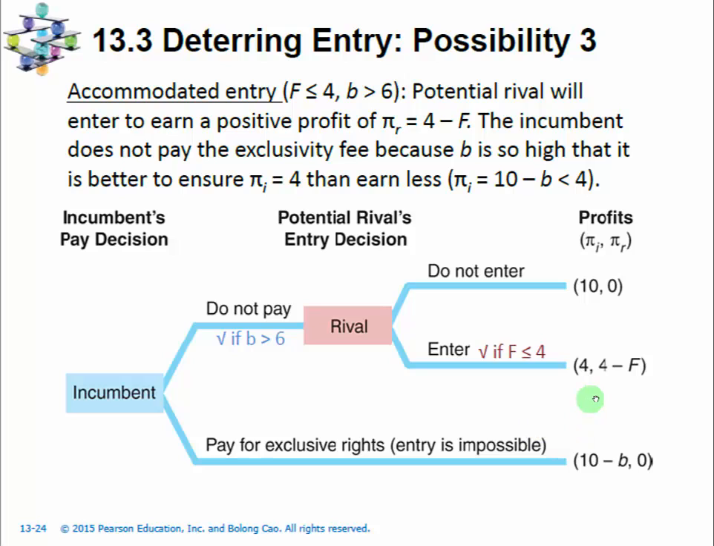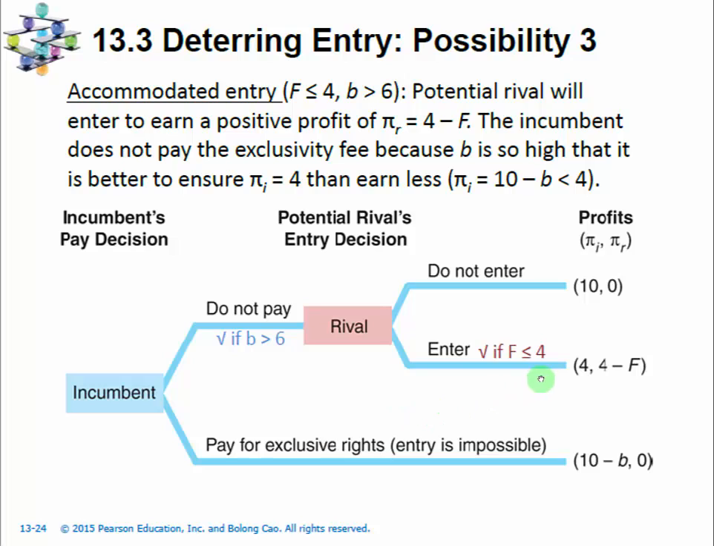The result is that the rival makes a small profit of 4 minus F. Let's again say F is 3. The rival will just make 1, but the incumbent makes 4, down from 10 if the rival does not enter. Still, the incumbent would rather the rival not enter, but the exclusive right to have the only shoe store in the mall just costs too much. So the incumbent would rather let the rival in, in this accommodated entry situation.